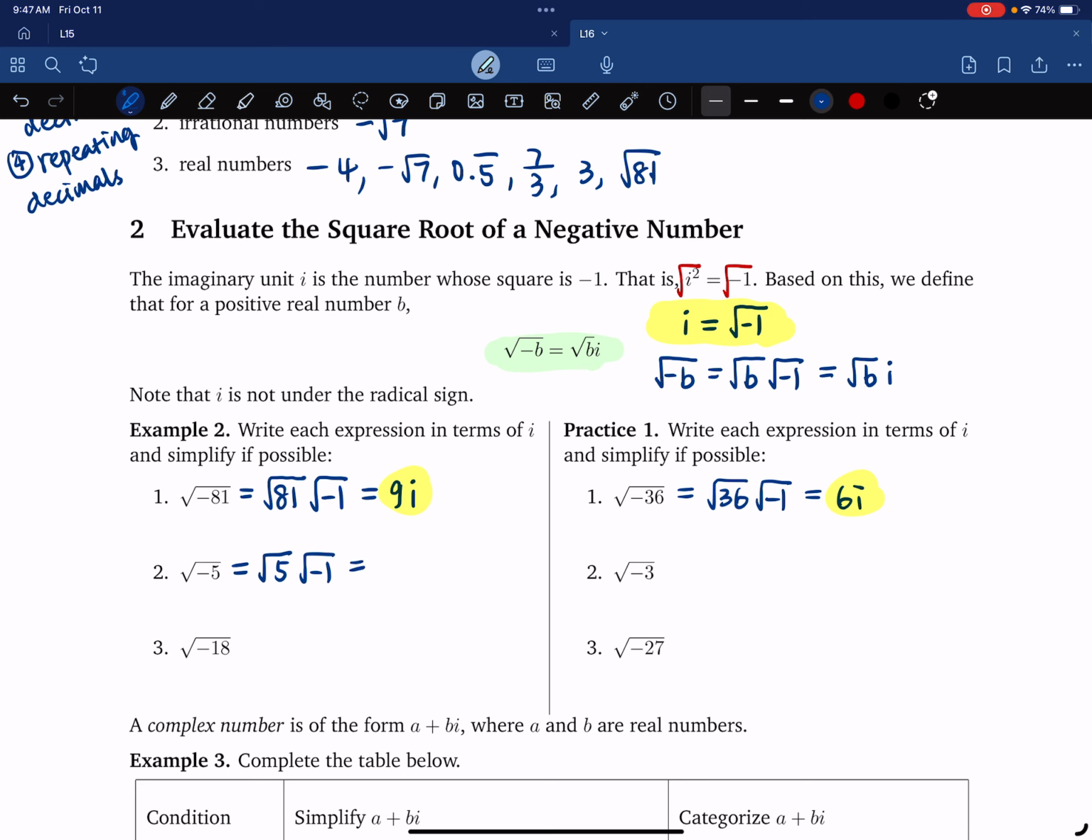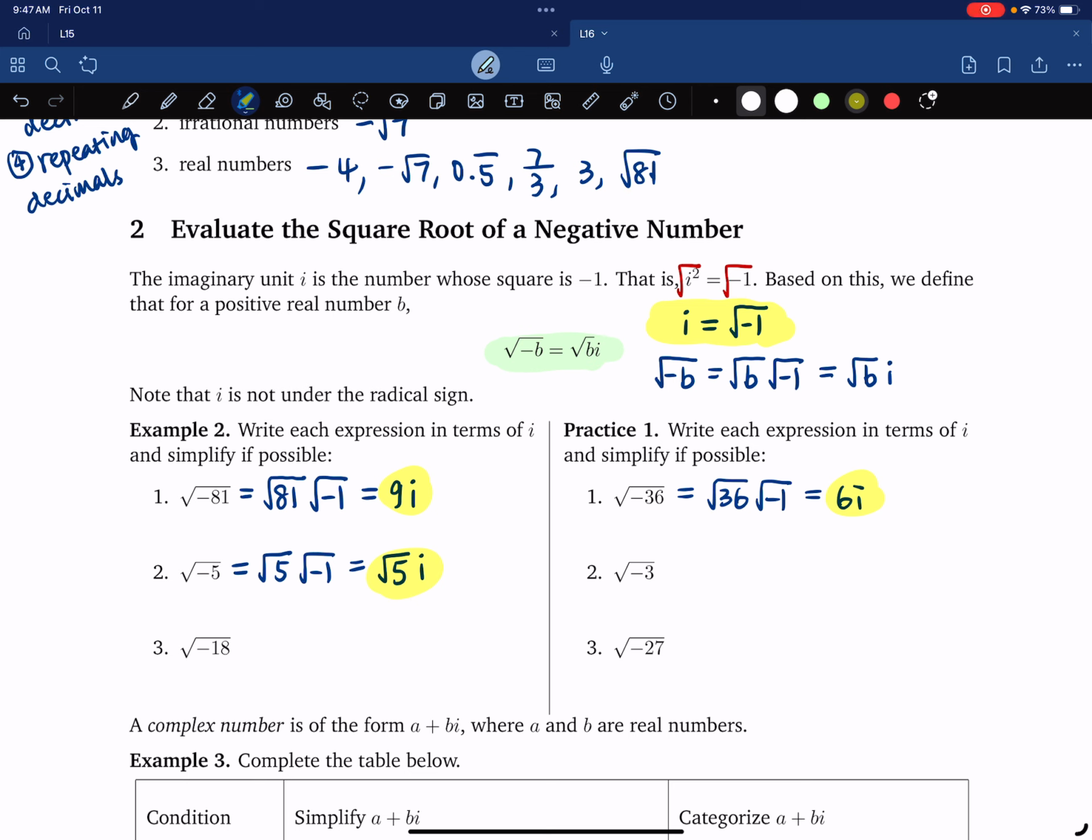So square root of 5, it's already simplified. We can't do anything other than just rewrite it. And square root of negative 1, by definition, it's i. So this one simplifies to square root of 5 i. Make sure that your i is not inside the radical, it's outside, okay?